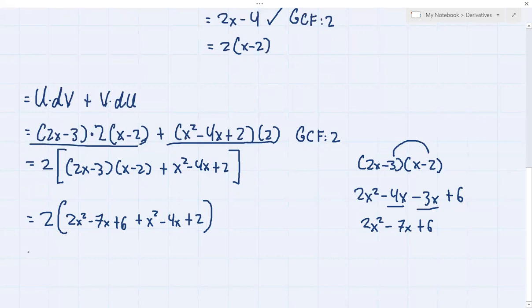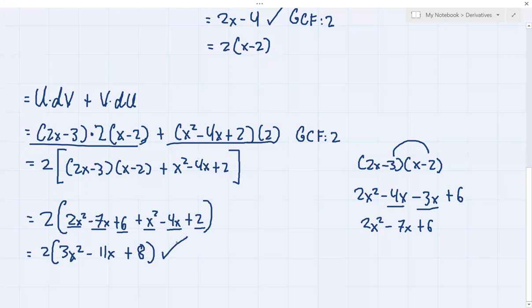So now let's simplify further. Inside the parenthesis, we can combine similar terms. First, 2x squared and x squared. 2x squared plus x squared is 3x squared. Next, negative 7x and negative 4x, combine the two and it becomes negative 11x. Then the last, 6 and 2. They are both constant terms, so we need to combine them. 6 plus 2 is 8. So therefore, this is our final answer.